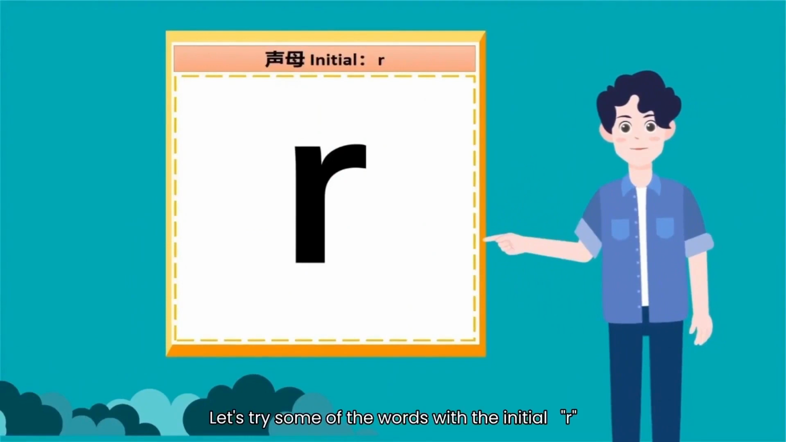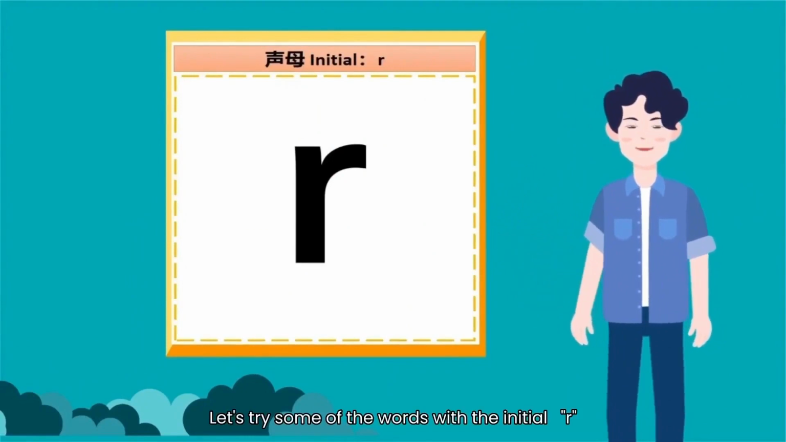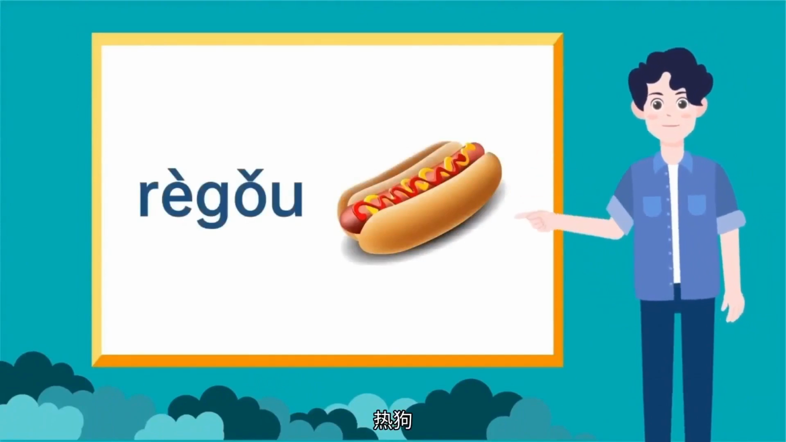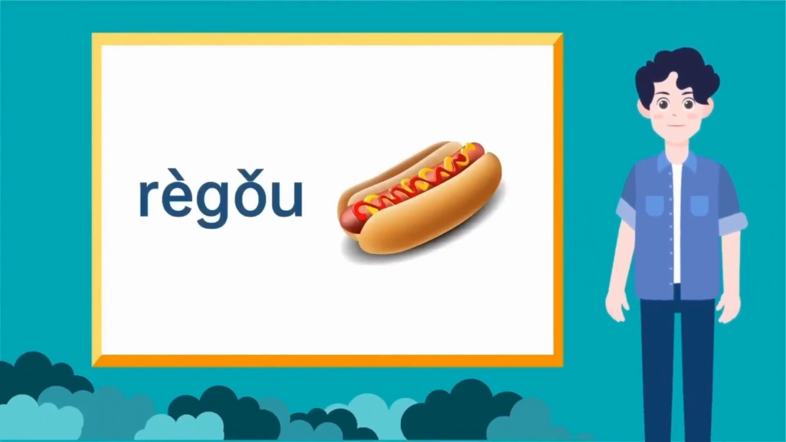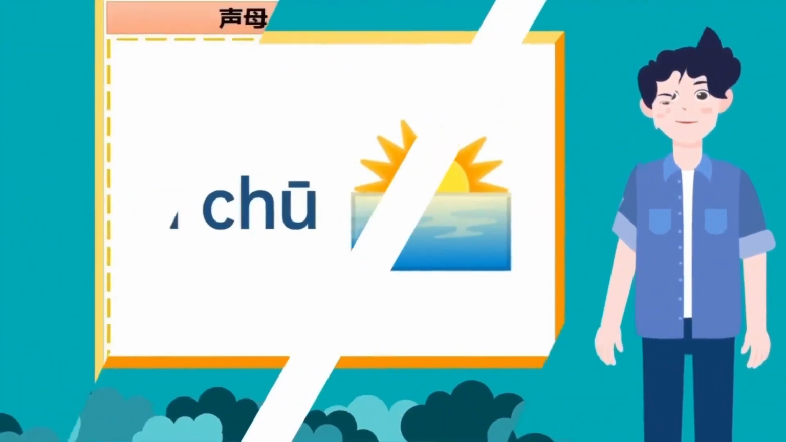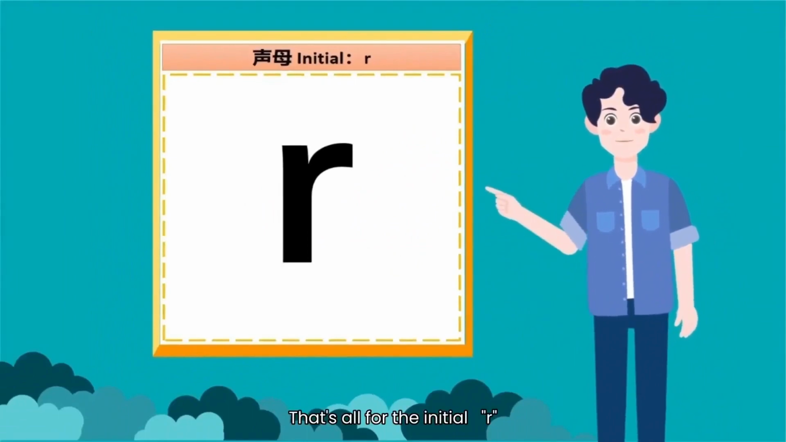Let's try some of the words with the initial r. 热狗，热狗。日出，日出。That's all for the initial r. Did you get it?